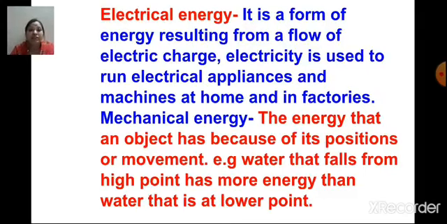The next energy is mechanical energy. The energy that an object has because of its position or movement is called mechanical energy. For example, water that falls from a high point has more energy than water that is at a lower point. Now we will see in the next topic how water that falls from a height is used to run turbines and generate electricity.